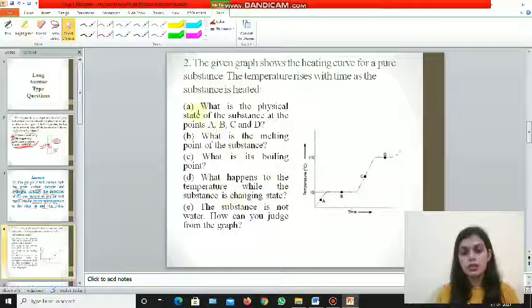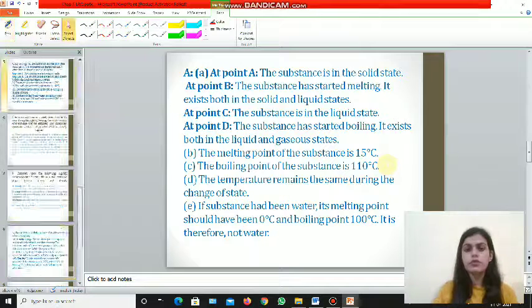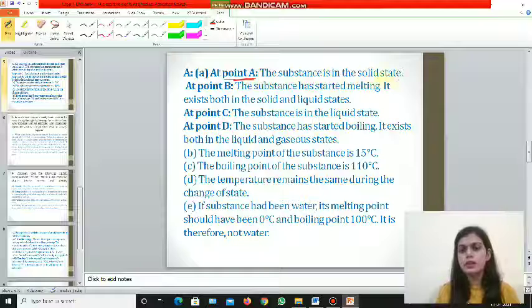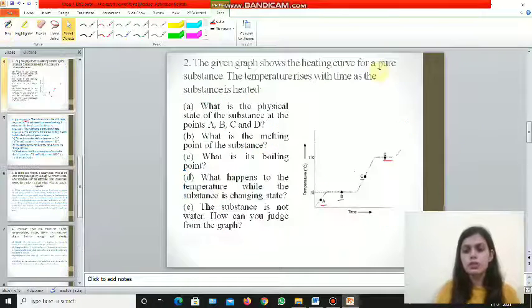The question is: what is the physical state of the substance at points A, B, C, and D? We have to tell the physical state of the substance at points A, B, C, and D. So the answer is, at point A, the substance is in the solid state.